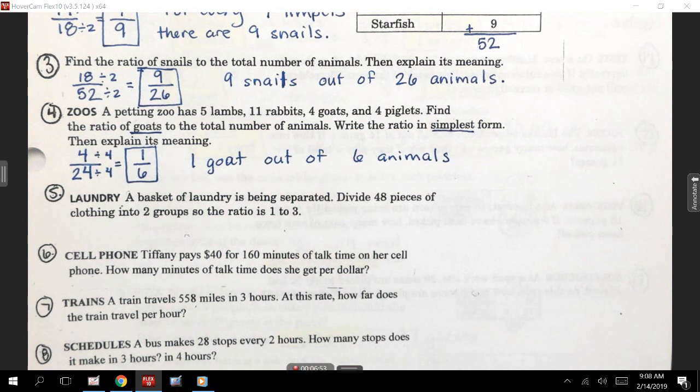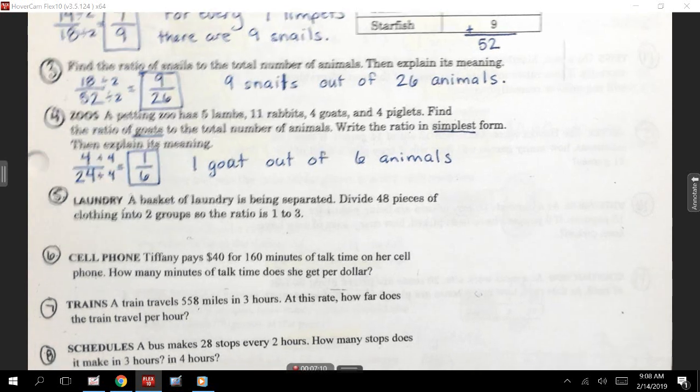Logan? You mean a goat out of 6 animals? You can say a goat out of 6 animals or 1 goat. Either one is fine. Sarah Paige? I said 1 out of 6 animals. 1 out of 6 animals is a goat is perfect. Great sentence. Okay? All right.